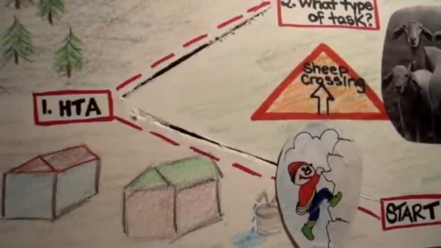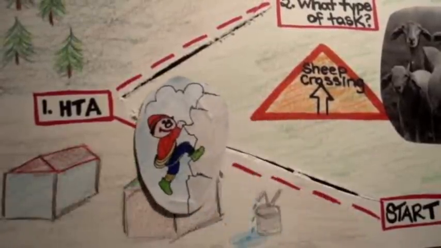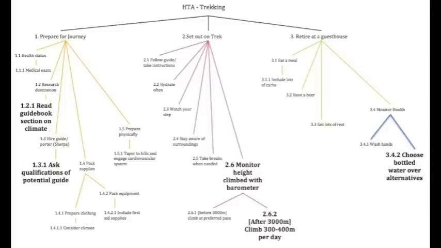Step 1, HTA. The first step of SHERPA analysis is to conduct a hierarchical task analysis, also known as an HTA, in which task performance is expressed in a hierarchy of goals. The task begins with an overall goal, which is then broken down into sub-goals and continues to proceed downward until an appropriate termination point is reached.